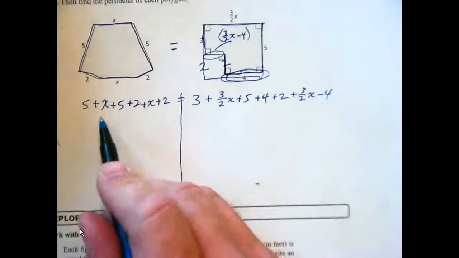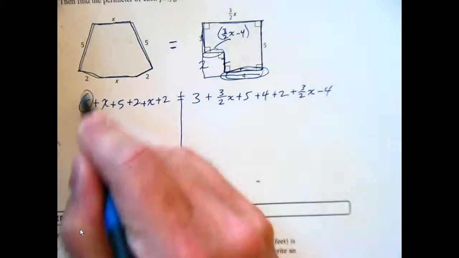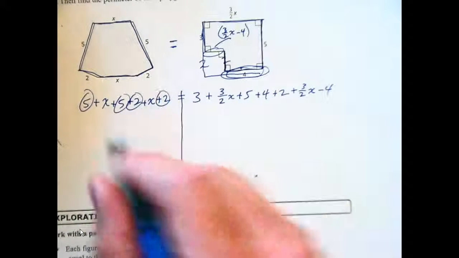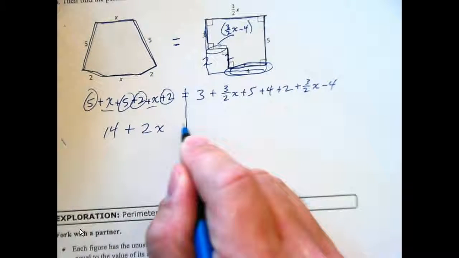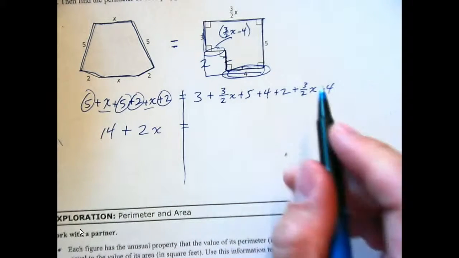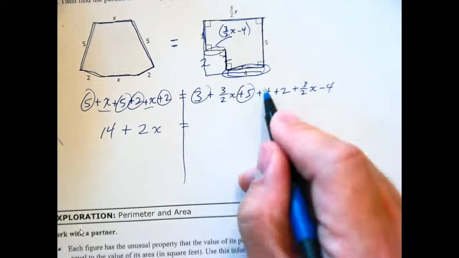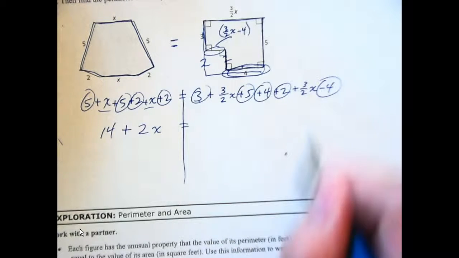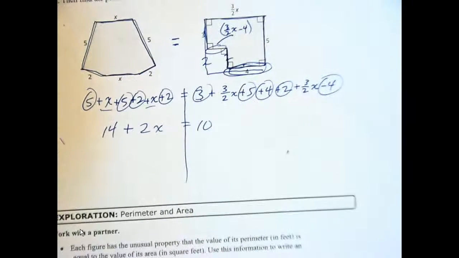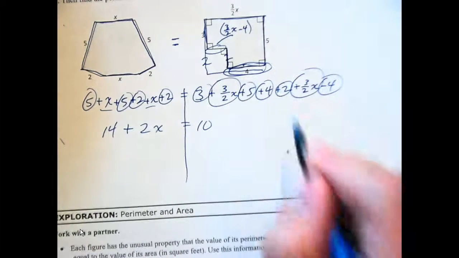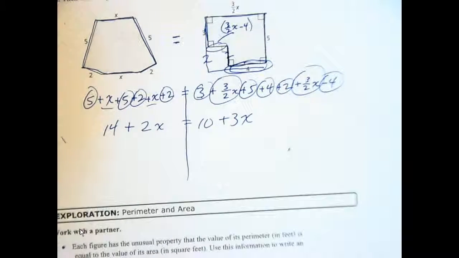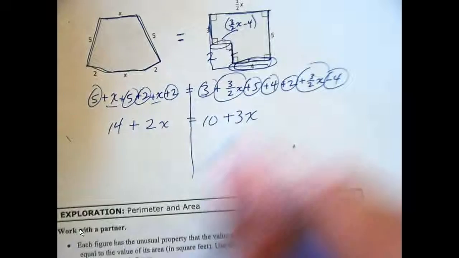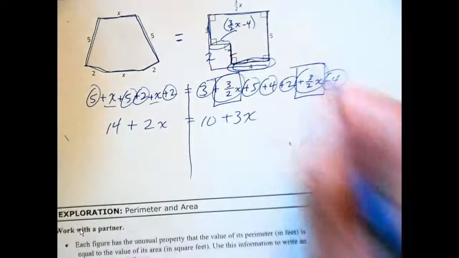So, combine like terms. 5, 10, 12, 14. 14 plus 2x. What do we have on this side? Well, we have 3, 8, 12, 14, 10. What's 3.5x and 3.5x? Or 3 halves x and 3 halves x? 6 halves, which is 3 wholes, so plus 3x. Okay, so these pieces come together to make 3x.